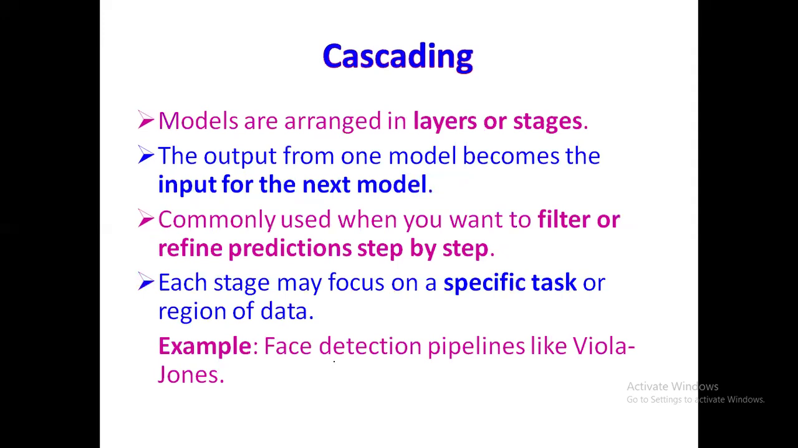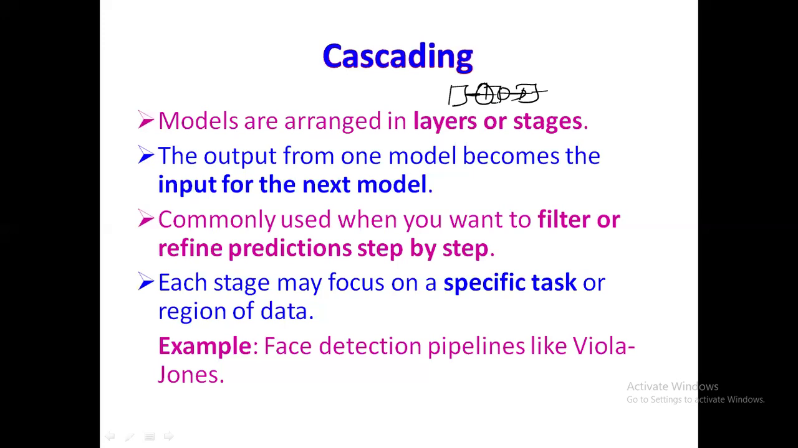Cascading involves arranging multiple models in a cascade, in the sense that it is a sequence. Arranging multiple models in a sequence of layers or stages where the output of one model serves as the input for the next. So the output of this model will be input to this model, and the output of this model will be input to the next model. This approach is often used to refine or filter predictions progressively.